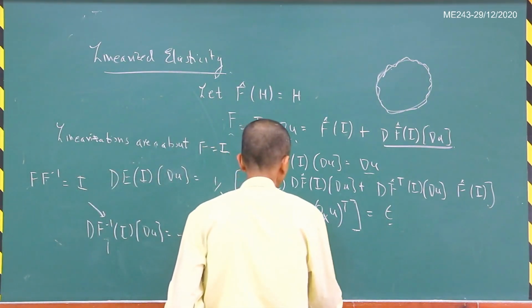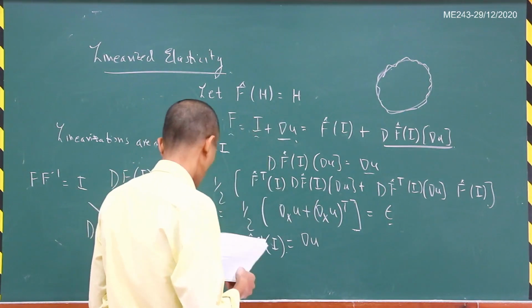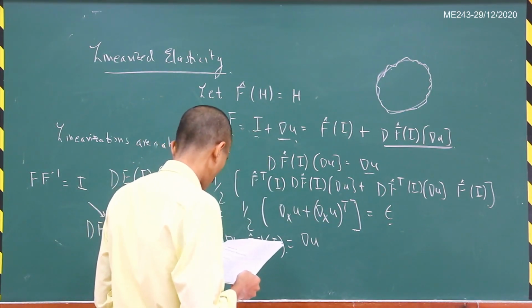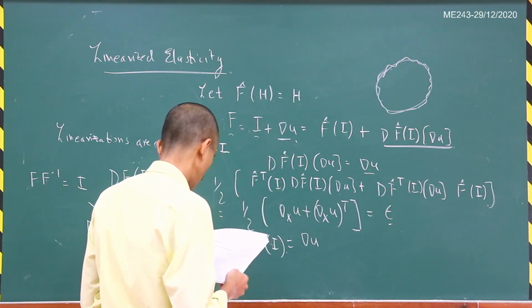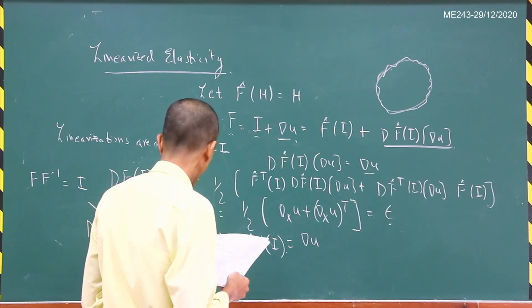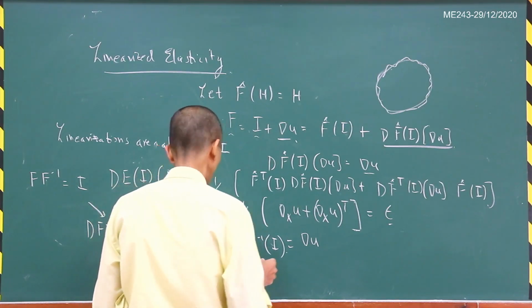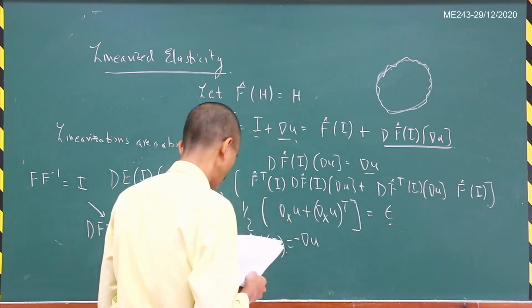So you will get del u here, and then similarly, one second. So this is actually minus, sorry. So this is minus of del u. So you get minus of del u here.